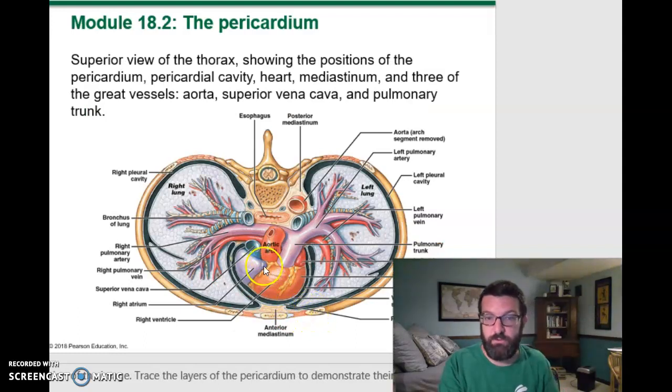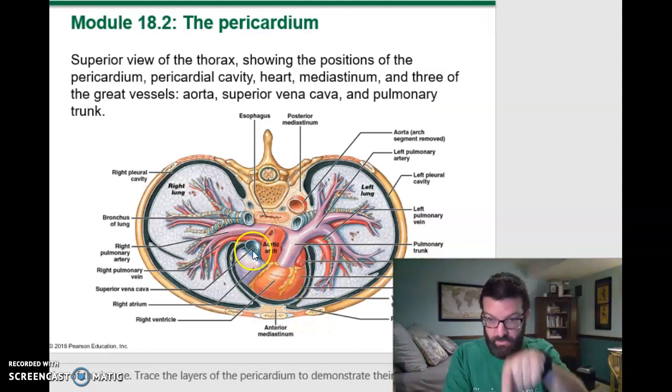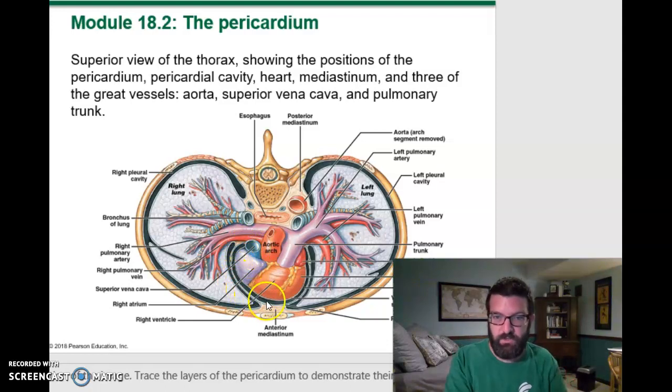Here's a superior view. So looking up from kind of where the head would be down, you can see this pericardial cavity around the heart here. This would be the visceral pericardium. This would be the parietal pericardium. And you can see there's also a similar cavity around the lungs, which is called the pleural cavity. And we'll talk about that when we get to the respiratory system.